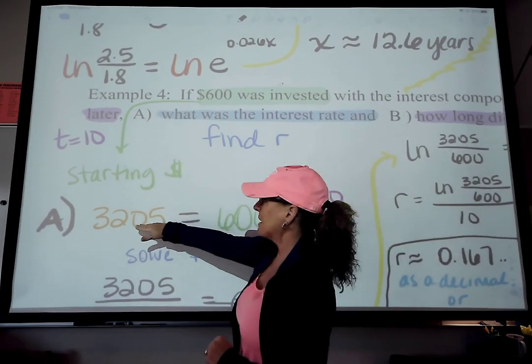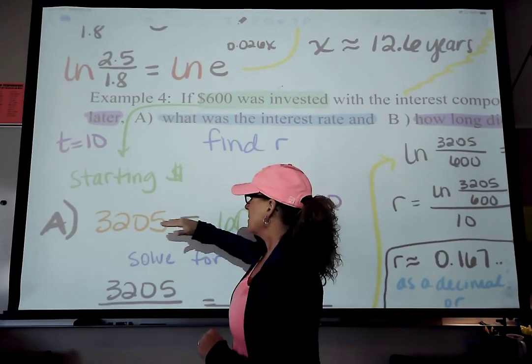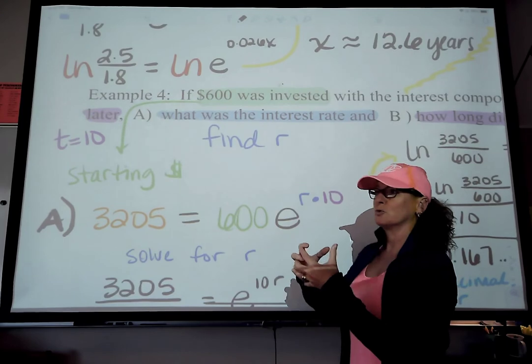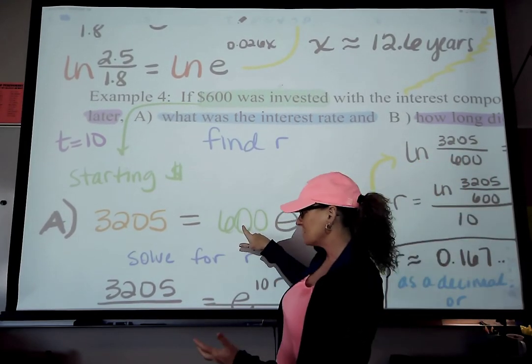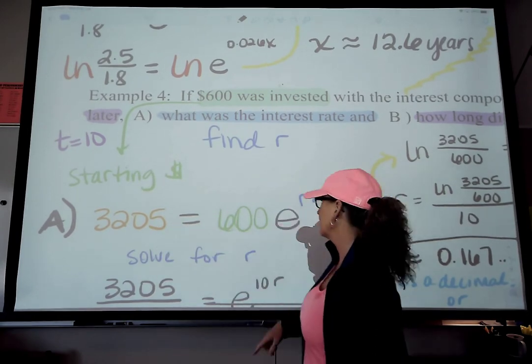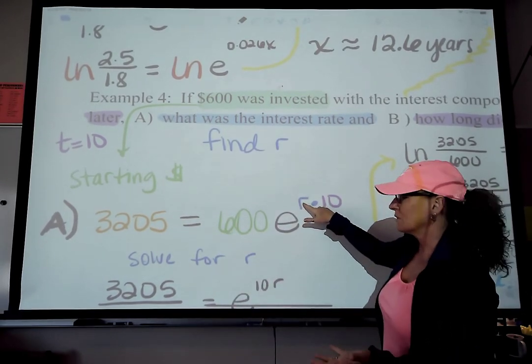I put my ending amount here. And starting amount, ending amount, remember those two numbers were after 10 years happened. So this 10 years goes with this starting amount and this ending amount. And we're going to solve for r. It's the only variable in our equation.